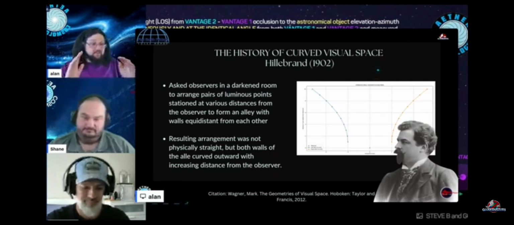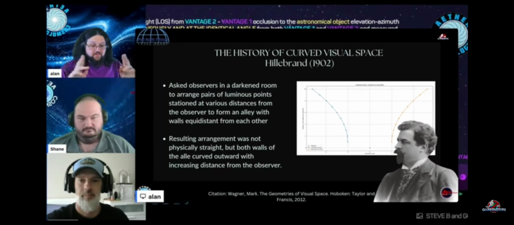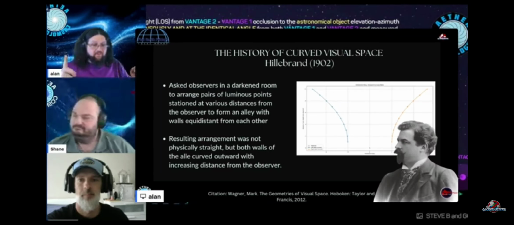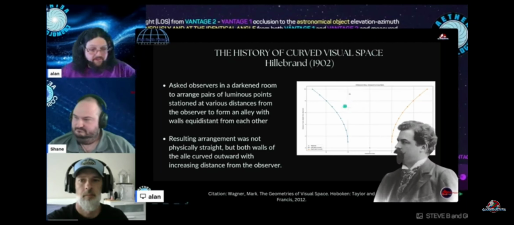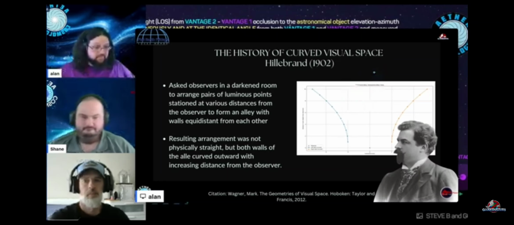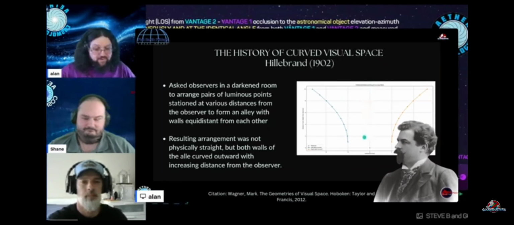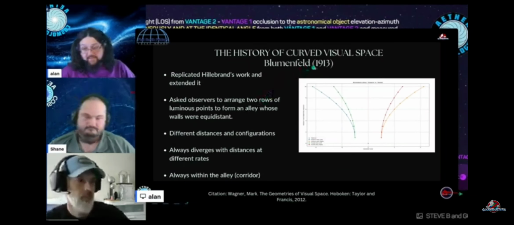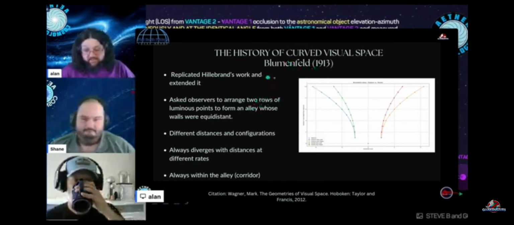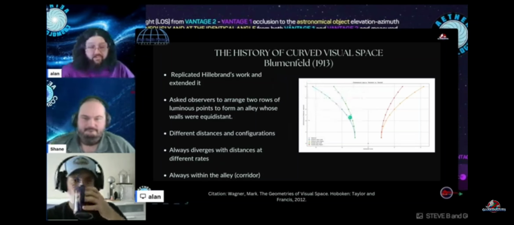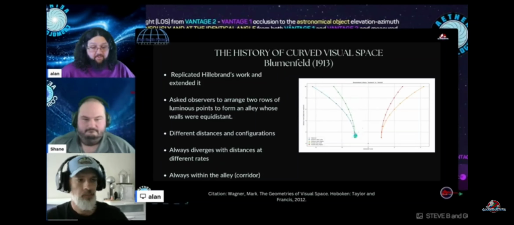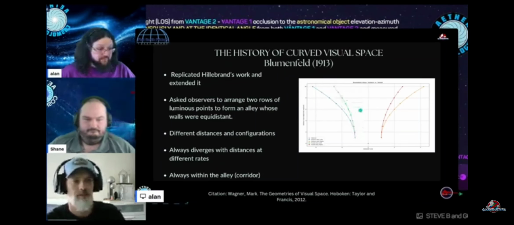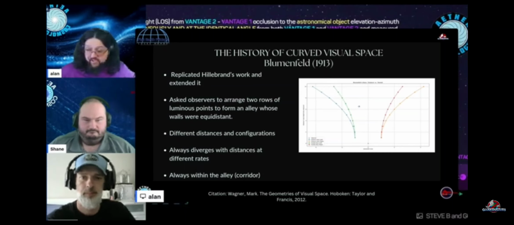Yeah, so his was two sets of lights going outwards, like on an X and Y axis, and it was to keep them all parallel essentially, and these are the deviations that he plotted, with you as an observer at the center here. So again, outward. And then Blumenfeld did the same thing, but with a larger distance and slightly different configurations, and showed that the deviations are greater over distance.